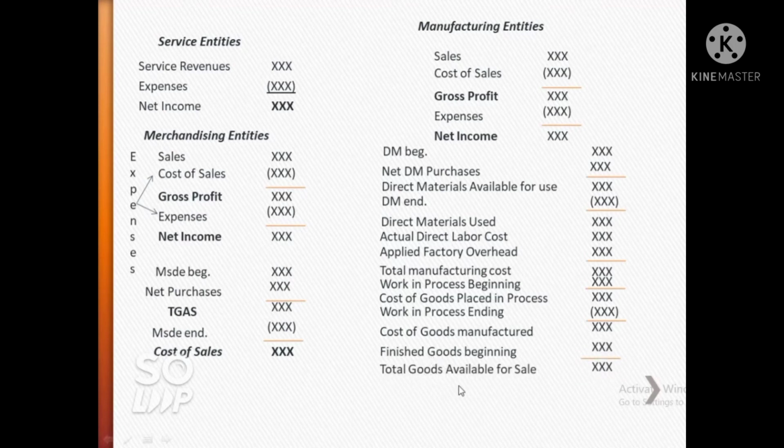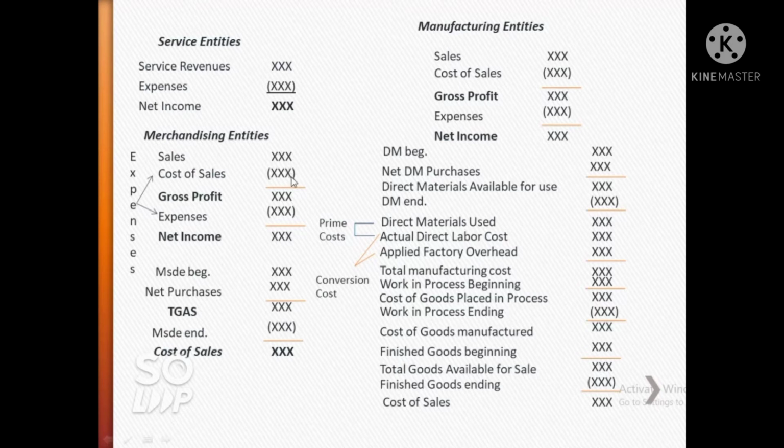Now, is this available for sale sold? Not all. So if not all, then we have finished goods ending. So the available for sale minus the unsold, of course, that is already the cost of sales. So that's it for the cost of sales of manufacturing entities. But before we finish this part, I would like to tell you that if ever you are going to add the direct materials and the direct labor, you are going to get the prime costs, because they are the primary costs. And then if you're going to add the labor cost and the factory overhead, you're going to get the conversion costs.